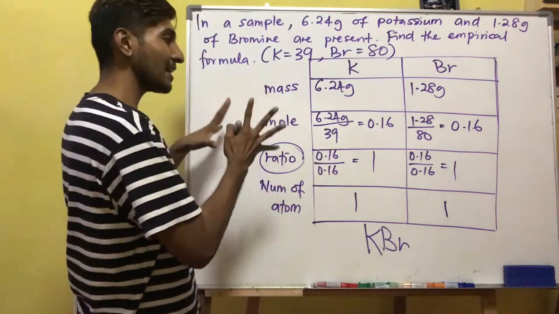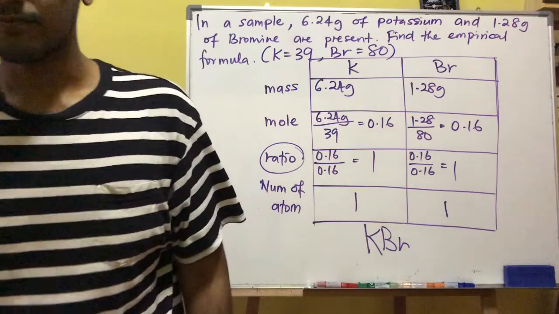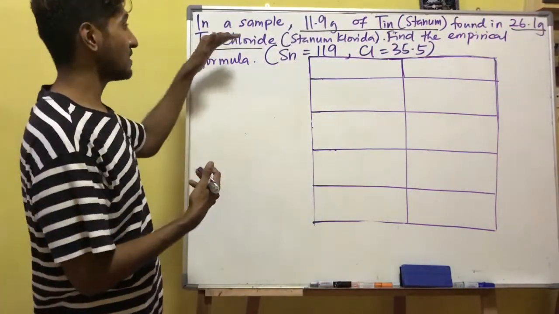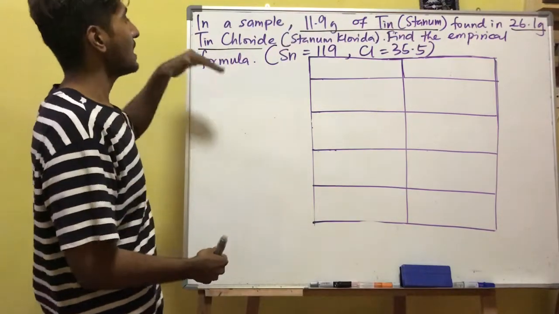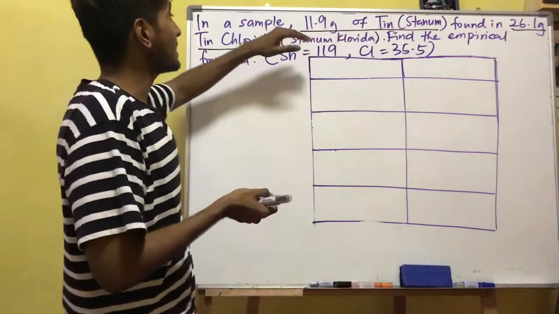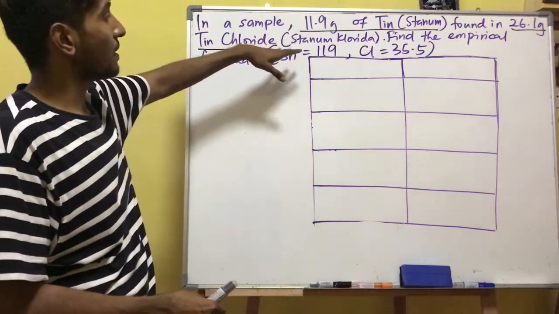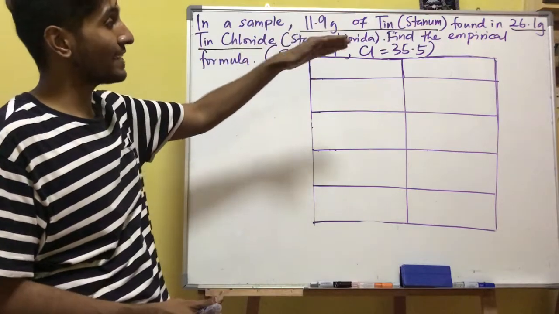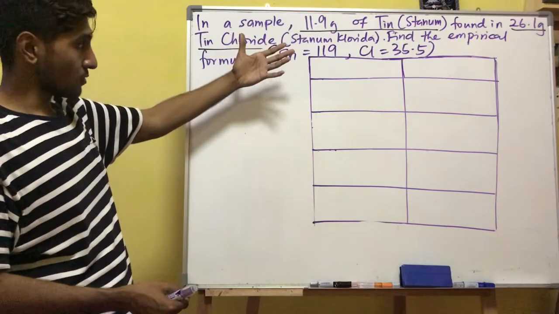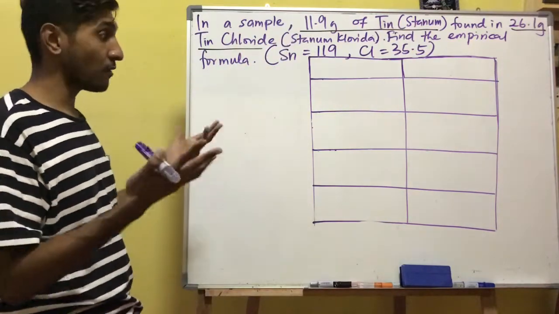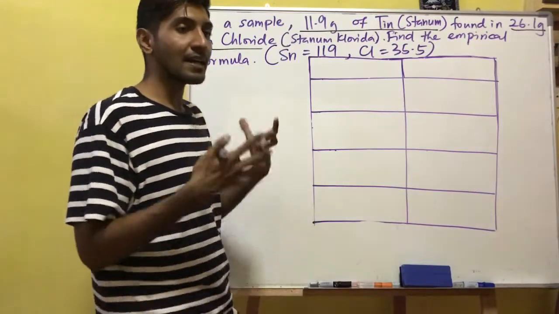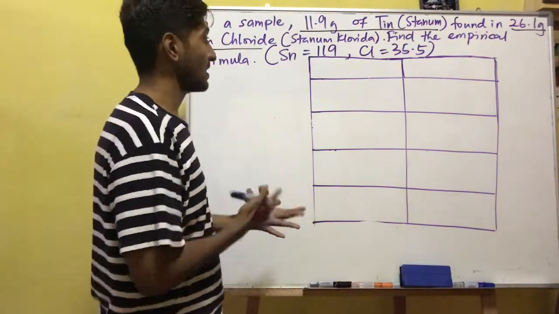Okey, kita akan bincangkan lagi satu contoh. Okay, for example, if we have this kind of question, contohnya kita ada soalan macam ni. In a sample, 11.9 gram of tin, dalam bahasa Melayu stannum, jika dalam sebuah sampel terdapatnya 11.9 gram stannum dijumpai di dalam 26.1 gram stannum klorida, so what is the empirical formula? Apakah empirical formula yang ada di dalam stannum klorida? So maksudnya dia nak cari apakah formula empirik untuk stannum klorida.